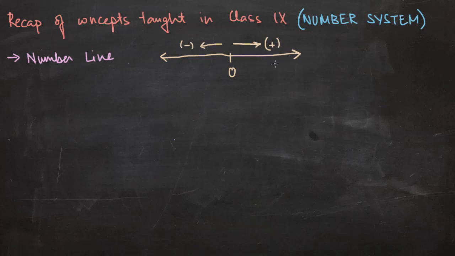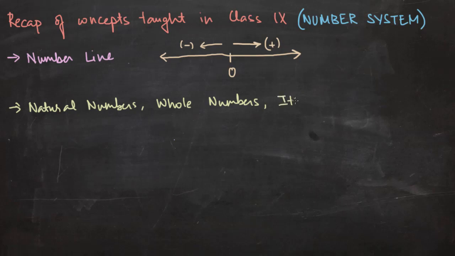Now, what use is this number line? I can plot any number on this number line. Namely, I could plot numbers which are natural, that is the natural numbers. I could plot whole numbers. I could also plot something that you have already learned called the integers.